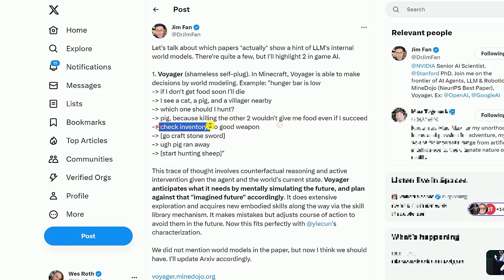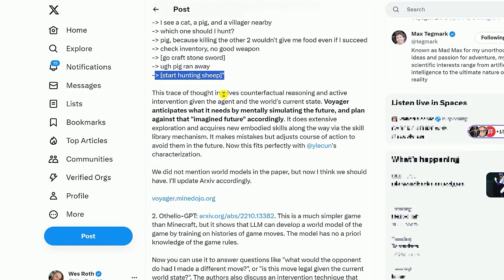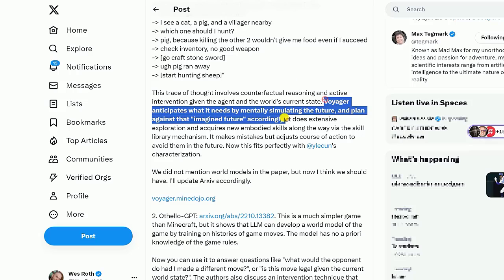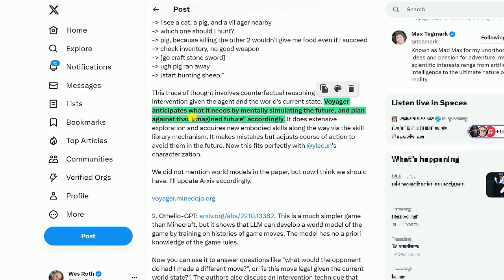So check inventory, no good weapon. Then we go craft a weapon. The pig ran away, so he starts hunting sheep. So this involves counterfactual reasoning and active intervention given the agent and the world's current state. Voyager anticipates what it needs by mentally simulating the future and planning against that imagined future accordingly.